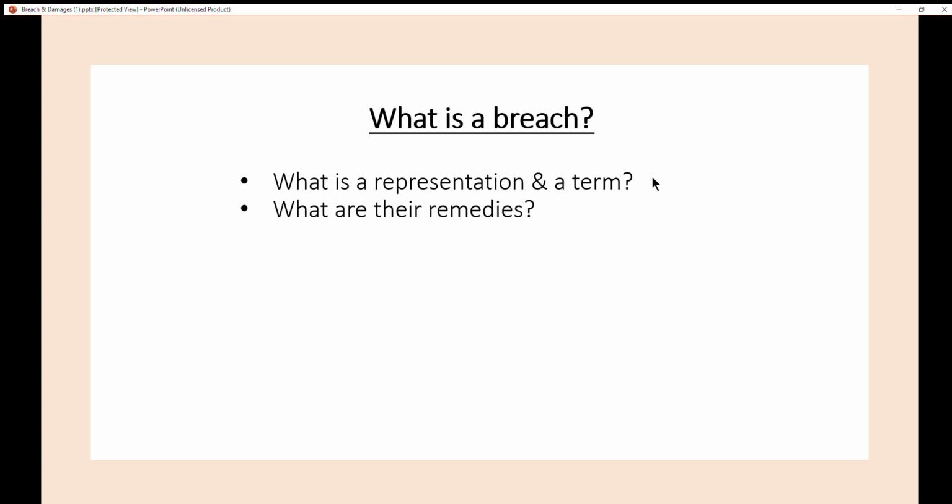So for a term question, you have to talk about incorporation, whether the term has been incorporated. For misrepresentation, you will talk about whether it's a fact that induced you to enter into the contract, a material fact.